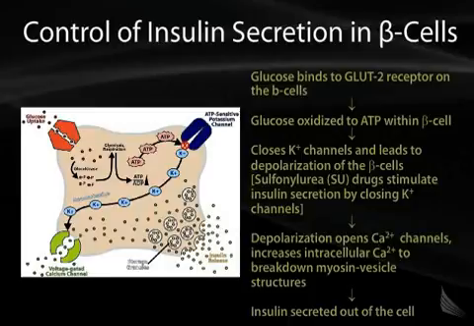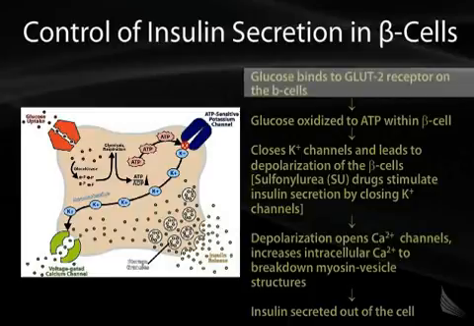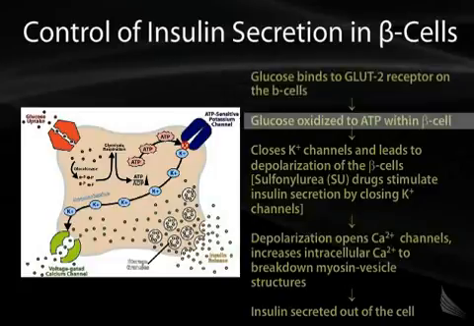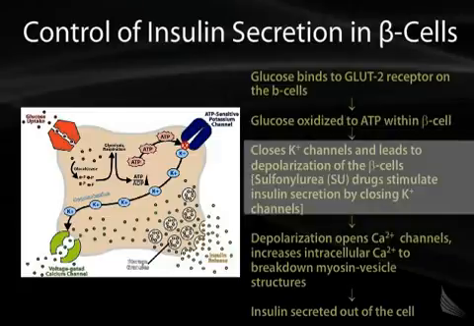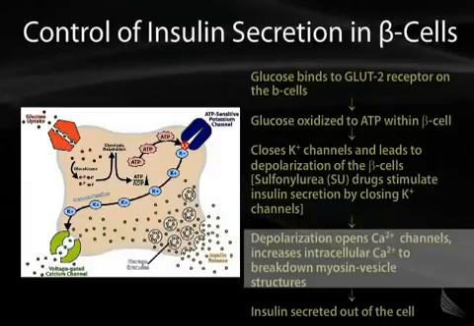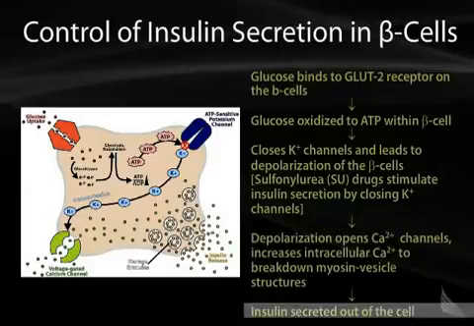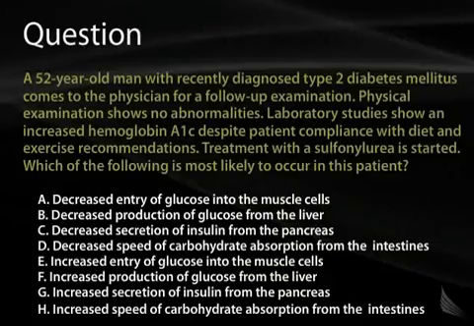So again, the points are: glucose binds to a glucose transporter such as GLUT2. The oxidation of glucose results in the generation of ATP. ATP then closes the potassium channels, which leads to depolarization. Depolarization opens the calcium channels to release the insulin from the granules. So it's a very nicely coupled process.